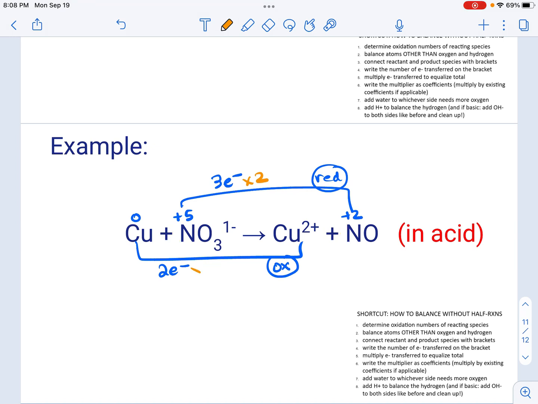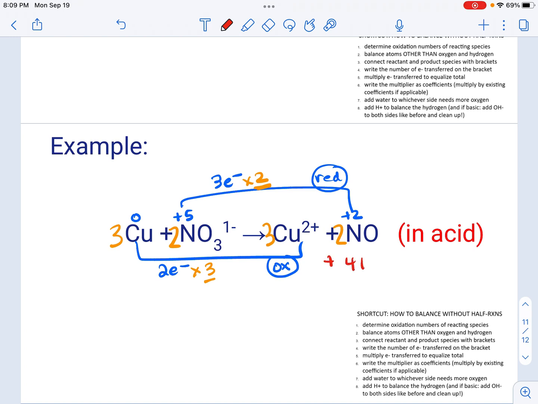Sorry, I just did that wrong. It will be 2, the 2 goes on the NOs, and the 2 goes on the NO3 minuses, and the 3 goes on the 2 coppers. Now when I check it, I see that I have 6 oxygen on the left and only 2 oxygen on the right.